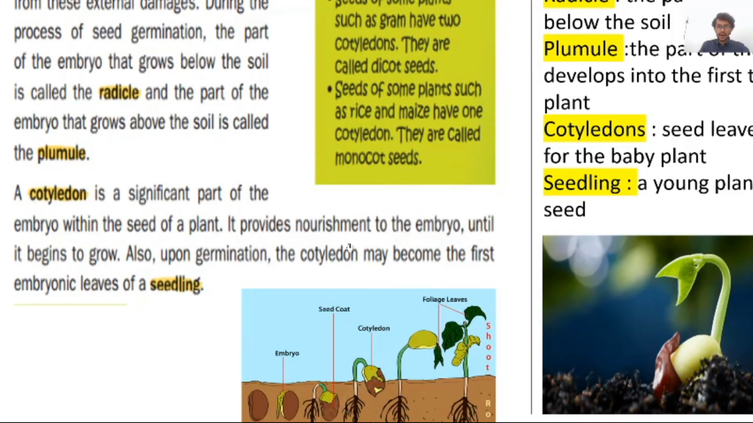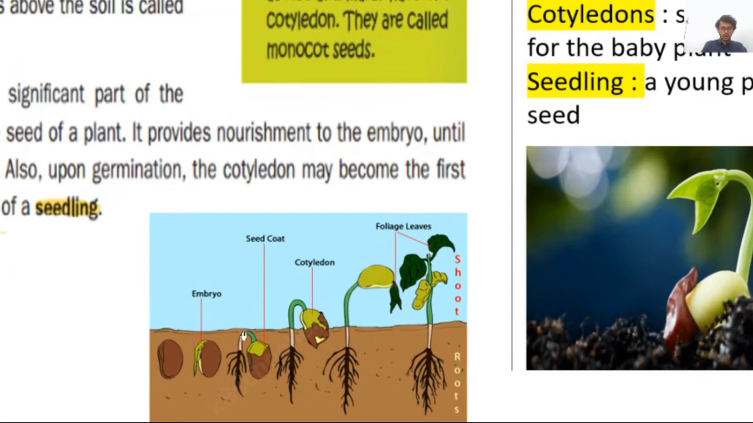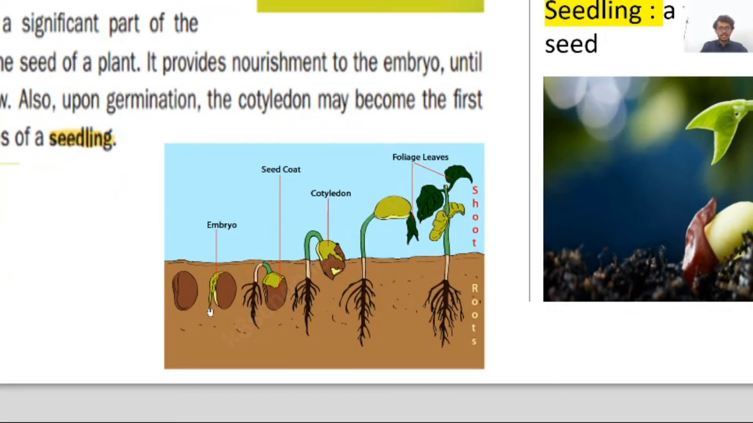It provides nourishment to the embryo until it begins to grow. So what do you mean by this? When the seed is very small and it gets all the favorable conditions, like over here, this seed is becoming an embryo.